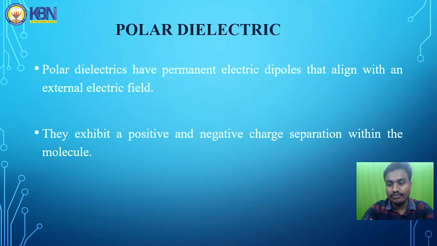There are two types of dielectrics: one is polar dielectrics, the other is non-polar dielectrics. Polar dielectrics have a permanent dipole that aligns with an external electric field. They exhibit a positive and negative charge separation within the molecule.